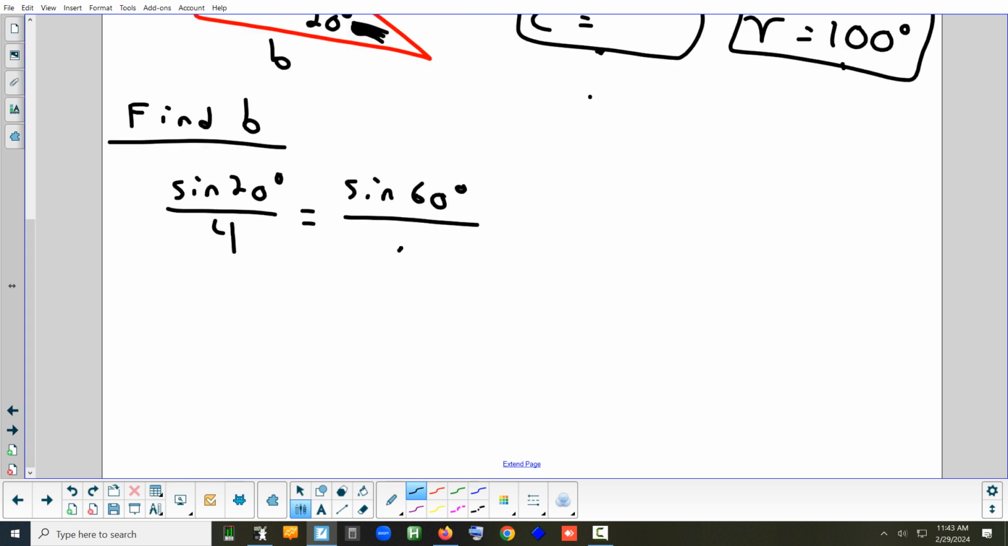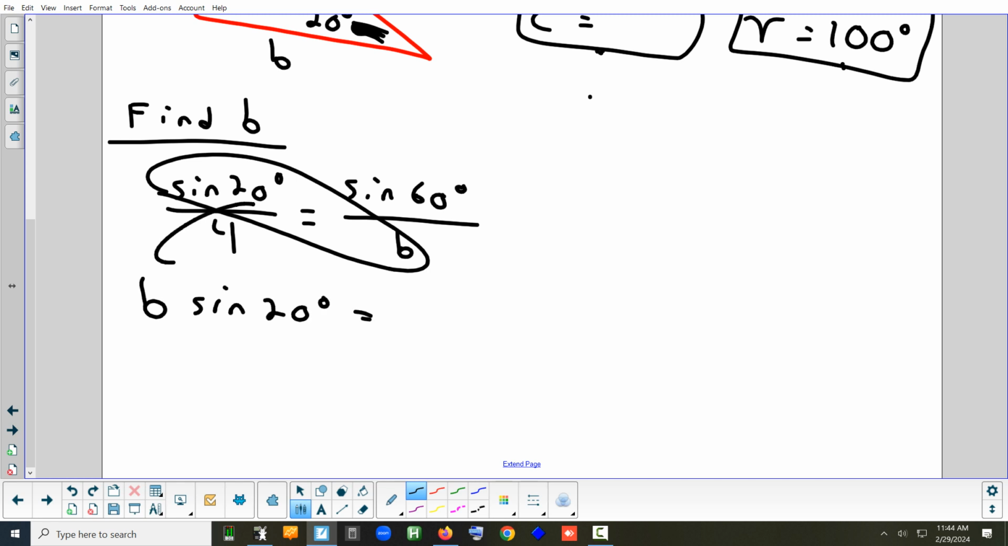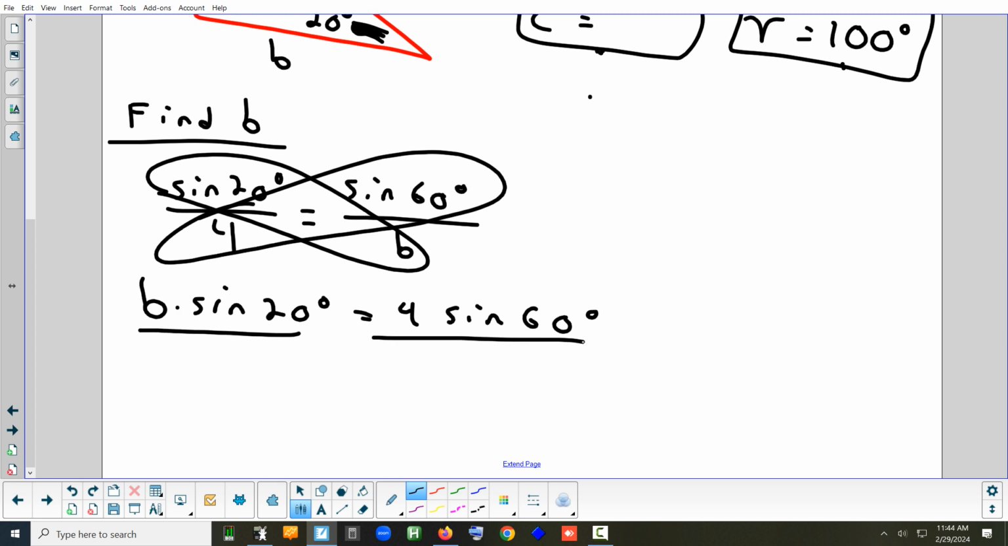60 over B. And how do you solve a proportion? Cross multiply. B sine 20 equals 4 sine 60. And now we just have one step left to get B alone. What would be my last step? Would it work to just plug the right side into the calculator? No calculator yet. We can divide both sides by sine 20 degrees.